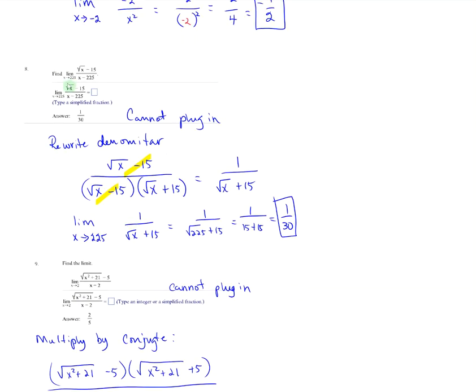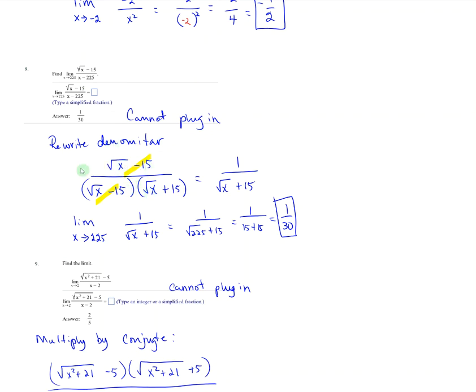All right, let's look at number 8. Number 8, as the limit as x approaches 225 of this. Well, if I put 225 for this x on the bottom, I end up with 0. So I know I cannot just plug in. So now this one you might not have thought of this strategy, but now having seen it, you will. I'm gonna rewrite the denominator.